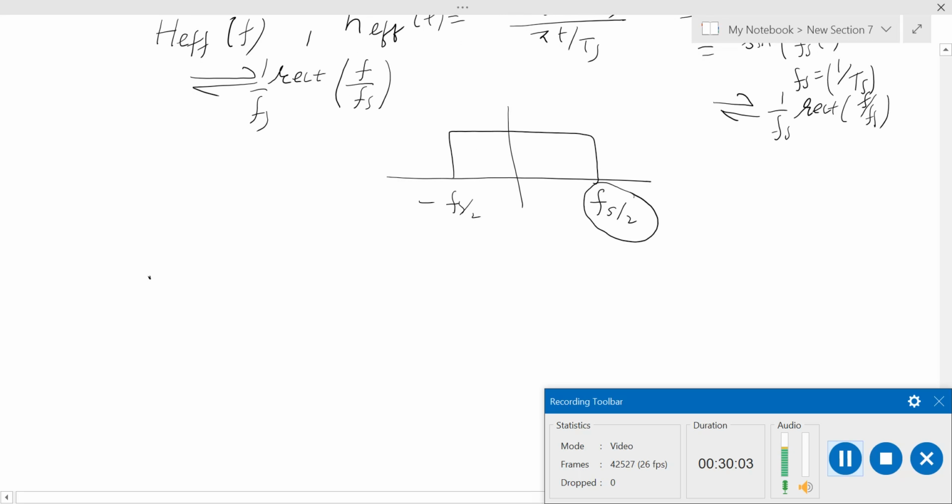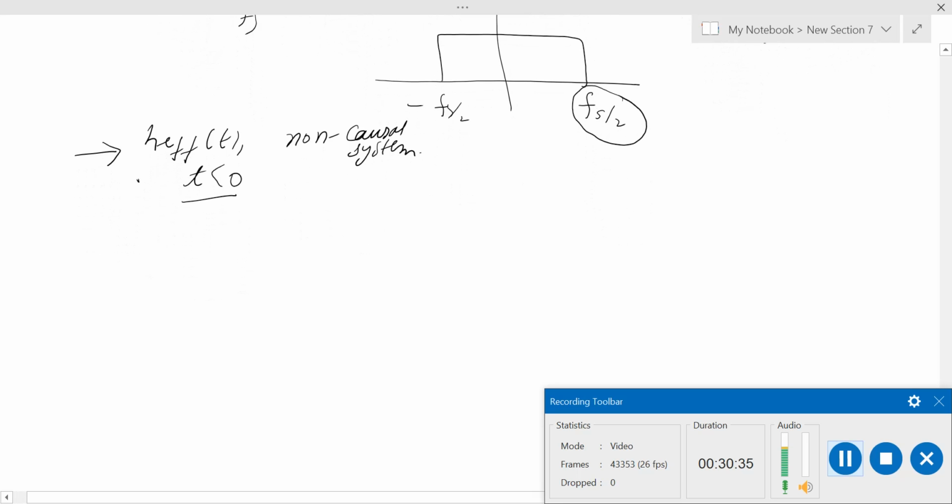One important thing is that, first of all, the difficulty with this, if you look at it from the filter point of view, is that h effective of t is a non-causal system. In communication systems, we usually want causal ones. It means that even for t less than 0, this function exists, although we start everything at t equal to 0.